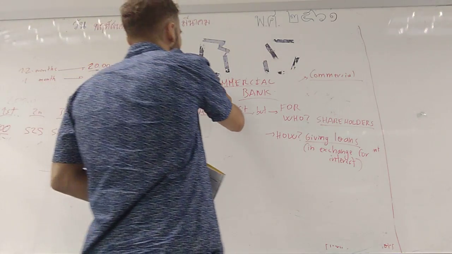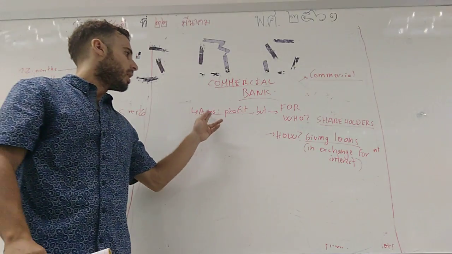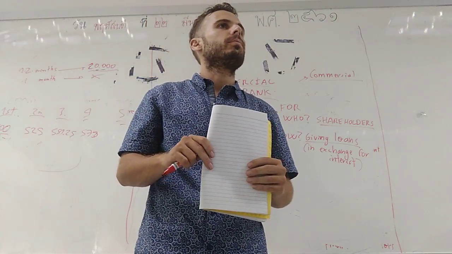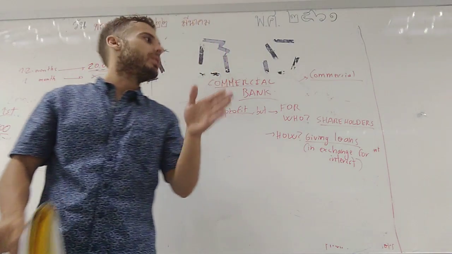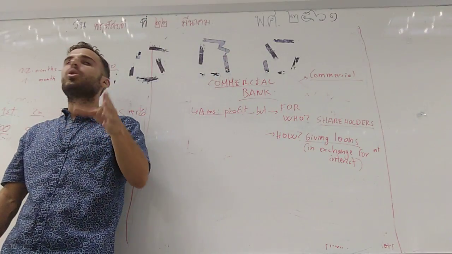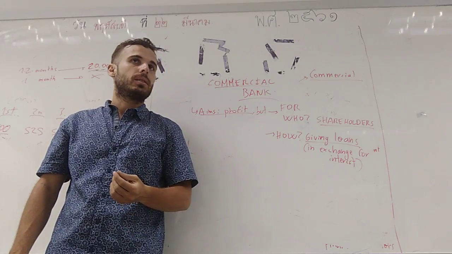So we continue with the commercial banks. As you properly said before, the aim is profit, but how, and what, and for whom do they make profits? Okay, the profits are for the shareholders. Shareholders are the same people who created the bank. It's those who invest money in the bank.